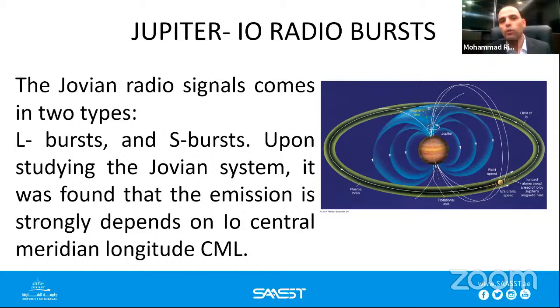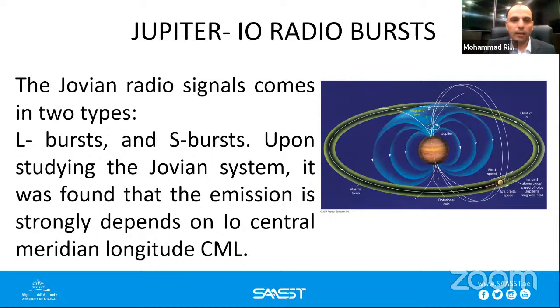We have two types of Jupiter-Io radio bursts. One is called L burst, or L type, and the other S type, or S burst. I will show you these graphs. The L burst lasts, for each pulse or each peak, from 1 to 2 seconds. And the S burst lasts between a tenth of a second and one over 30 of a second. That's why we call it a short burst.